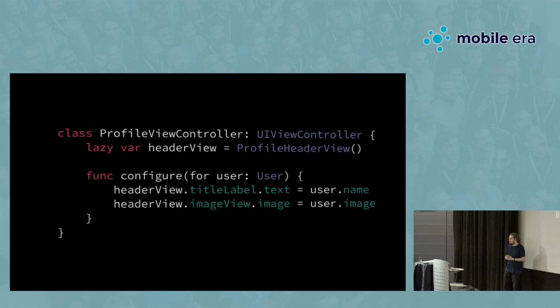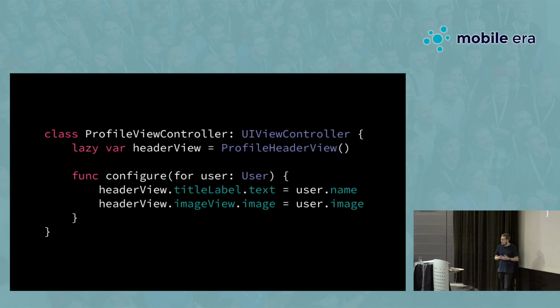So now we can go back to our profile view controller, and update our header view to use a lazy property instead of just a regular one. That way, the first time it gets accessed, in this case when we configure with a user, the header view gets created lazily at that point, and we can then use it.